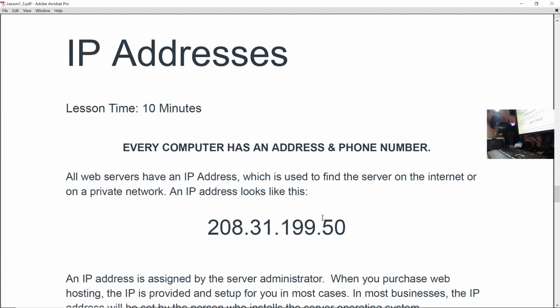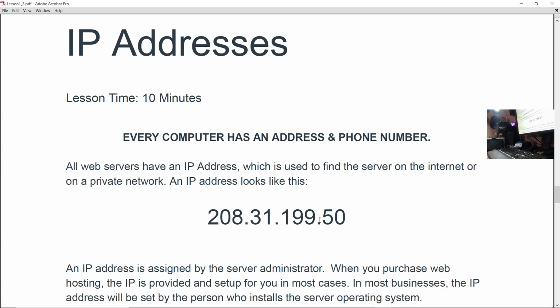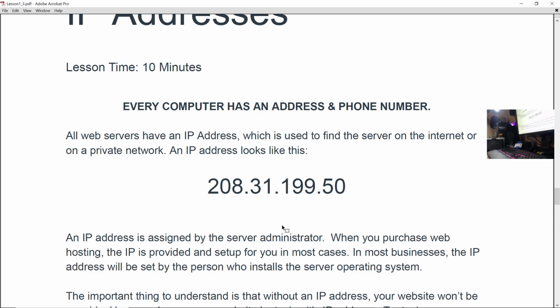All right, so IP addresses. IP addresses won't give you the exact location, but will give you an approximate location of where you are. Every computer has an address and phone number. All web servers have an IP address, which is used to find a server on the internet or a private network. An IP address would look something like these digits here separated by decimals.